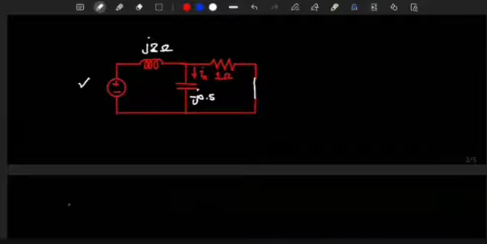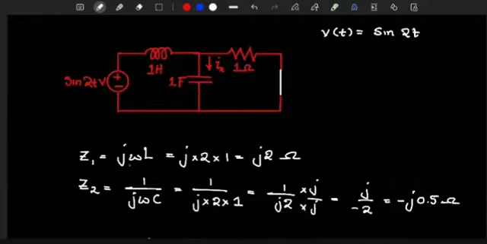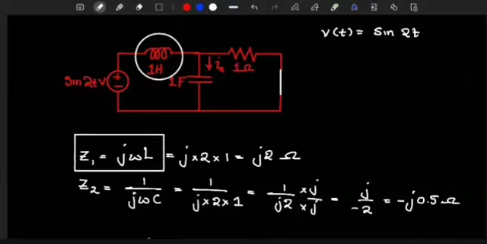Z1 and Z2. So Z1 is the impedance for the inductor. To calculate impedance for an inductor, we multiply the complex variable j with the angular frequency times the inductance. The angular frequency comes from the source, that's 2 rad per second. The inductance comes from the problem itself, so that is 1. So we're going to have 2 times 1, which gives us j2. Inductance is similar to resistance, so it will have the units of ohms.